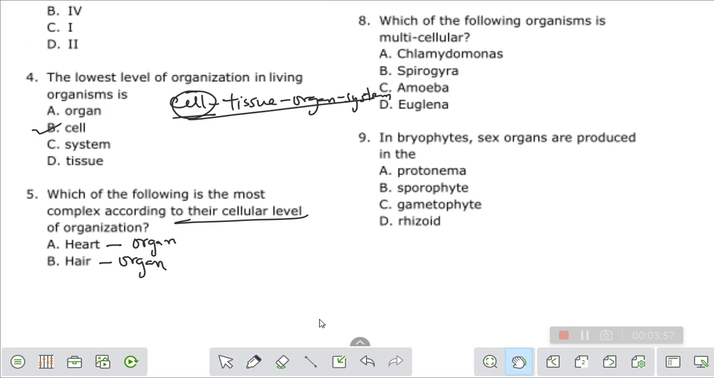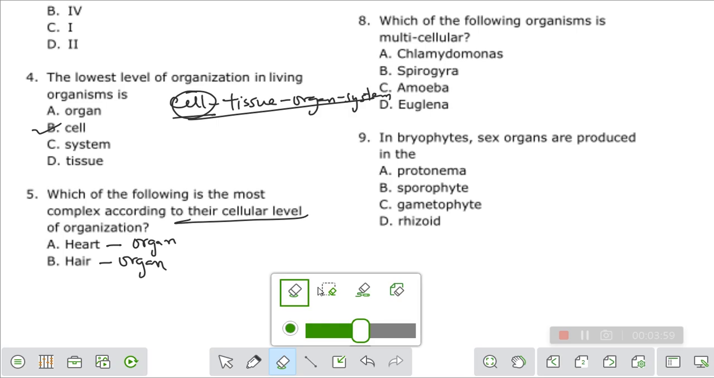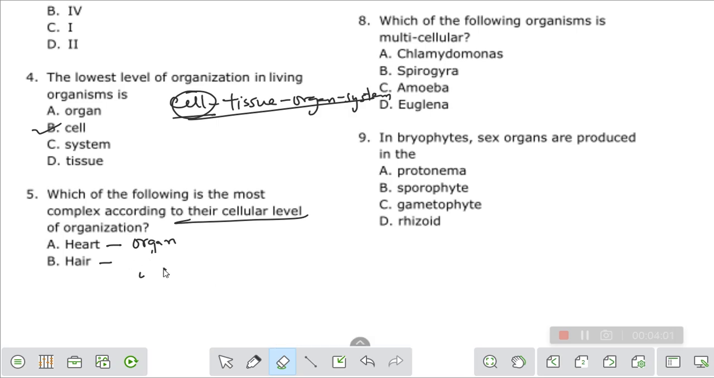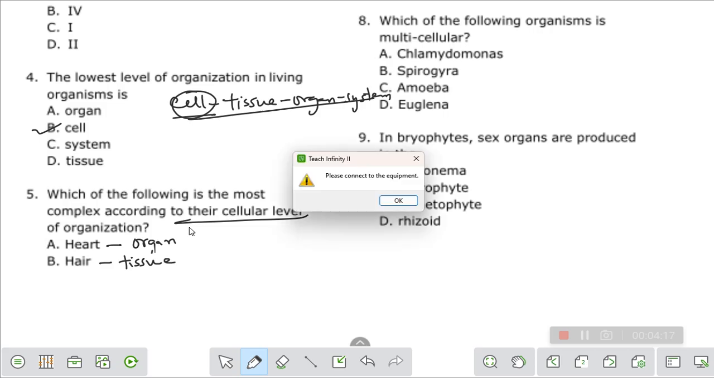So the answer is the one that is most complex. What do you think is most complex according to the cellular level of organization? Here is system or organ, because the heart is an organ, and the ear, I think, should be a tissue. Some things we are looking for: the one that is highest in level, that is most complex. We are not looking for the one that is basic.